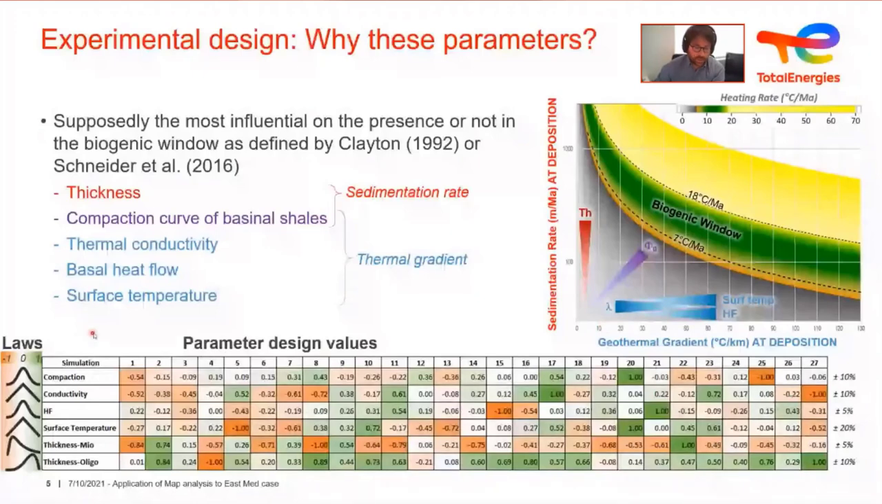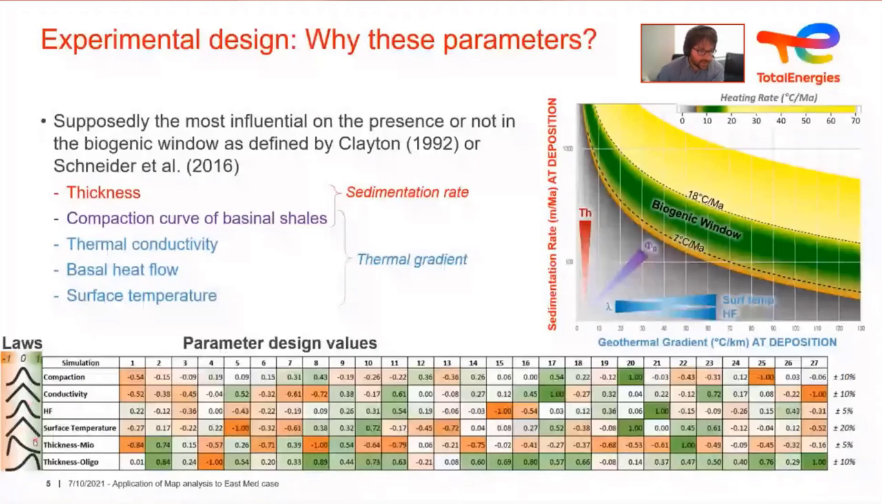So it was 22, but I extended to 27 simulations to have the confirmation runs during the analysis, and I chose to apply these laws. So a normal law for compaction and heat flow, because I assume that we were more likely to be closer to the reference value, and the extreme values were less likely. For the conductivity and for the surface temperature, I was not sure. I assume a wider range of uncertainty, so I put this triangular law.